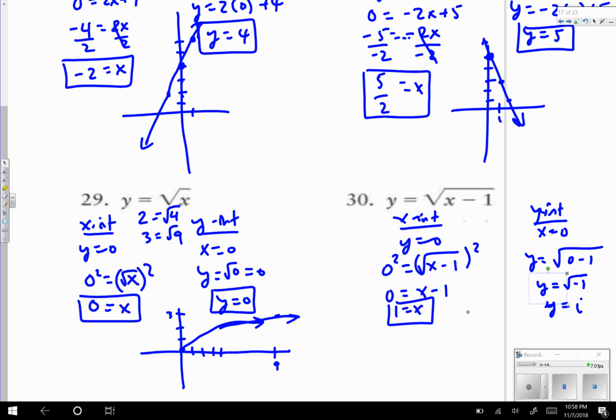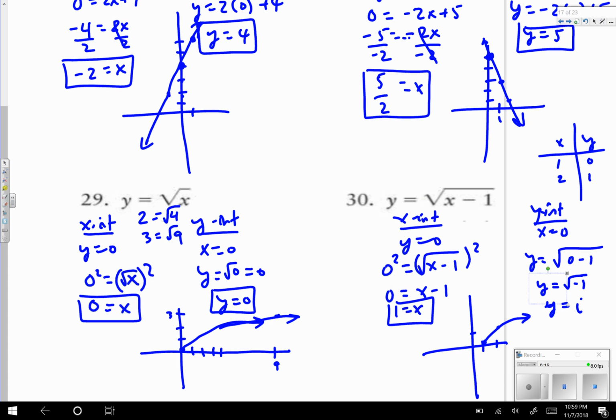So to graph this, x equals 1 is going to be a point. So it's going to start from here. Then if I have a little table here, here's my x, here's my y. I know that when I plug 1 in, 1 minus 1 is 0. The square root of 0 is 0. If I take 2 and plug it in, 2 minus 1 is 1. The square root of 1 is 1. So (2, 1) is another point. And what you'll see is you'll get something like this. So it's this graph, but shifted to the right one.